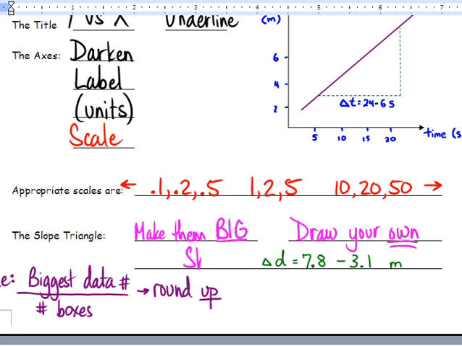And then we need to show something that looks just like this. Delta, whatever the axis is, and then big minus small. And then you want to put your units. That's a really common one to forget, is those units. And we would usually put them in brackets.